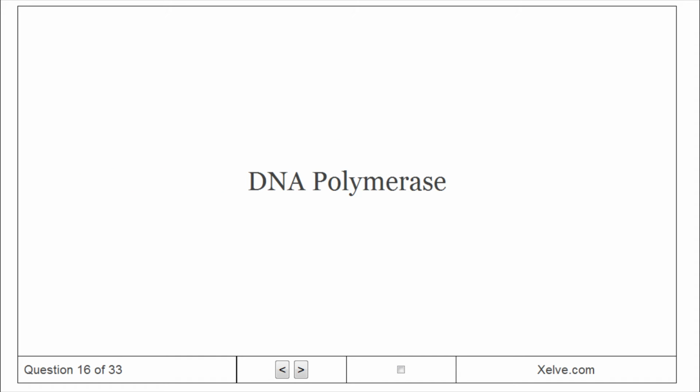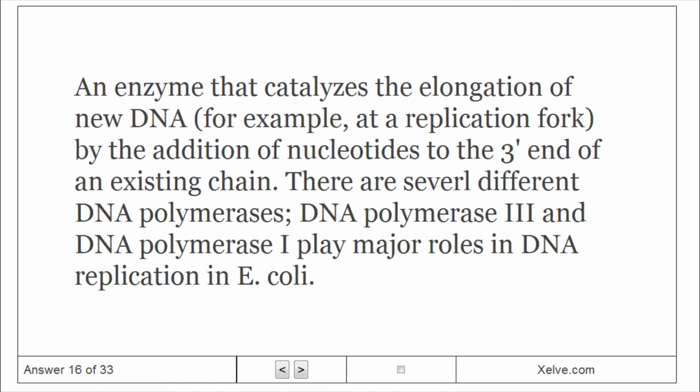DNA polymerase, an enzyme that catalyzes the elongation of new DNA, for example, at a replication fork, by the addition of nucleotides to the 3' end of an existing chain. There are several different DNA polymerases. DNA polymerase III and DNA polymerase I play major roles in DNA replication in E. coli.